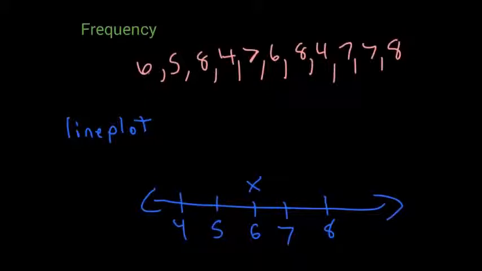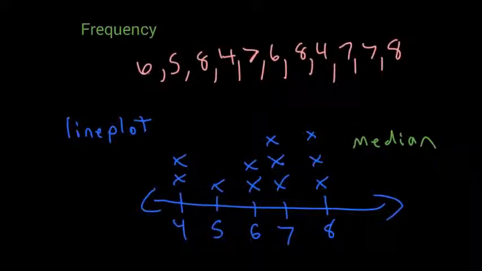So we have a 6, a 5, an 8, a 4, a 7, a 6, an 8, a 4, 7, a 7, and an 8. So there's a couple things you can do with this. First, you can find the median.